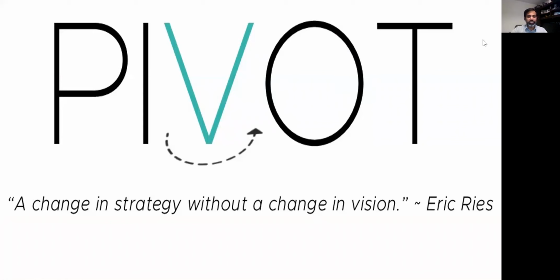And Eric Ries has done a really good job with this definition: a change in strategy without a change in vision. So you're still going in the same direction. The vision is the same, but you're changing your strategy as to how you're going to get there. If you are trying to come up with an electric vehicle and you do a test model and come back and say the product had these gaps, or maybe your product fell on its face.